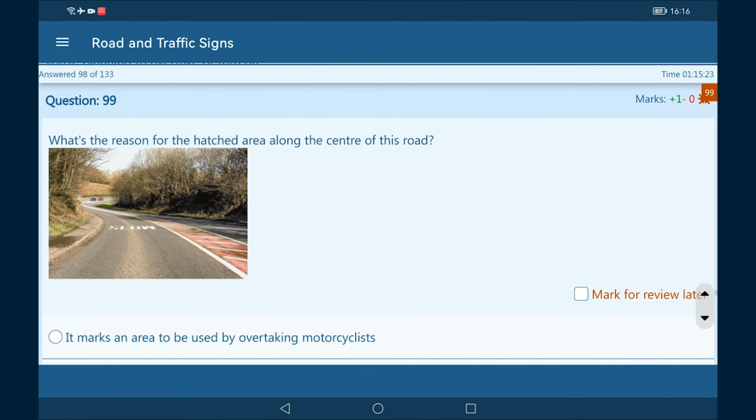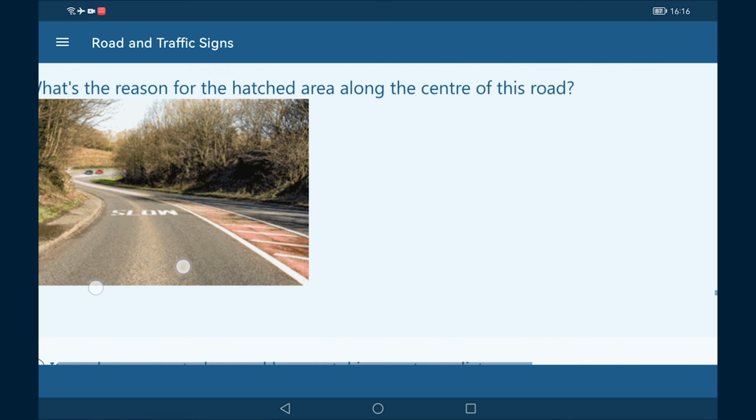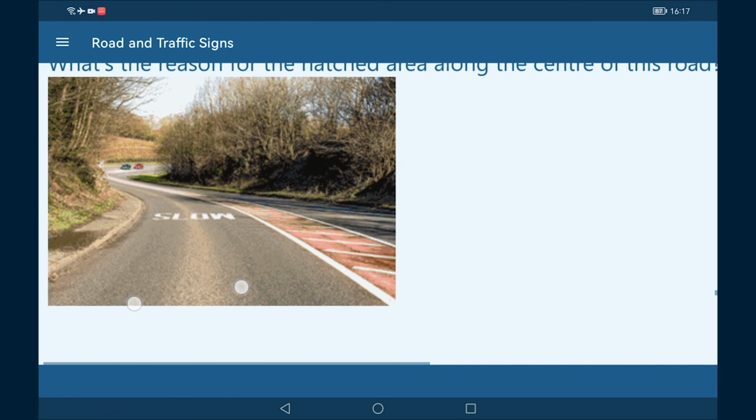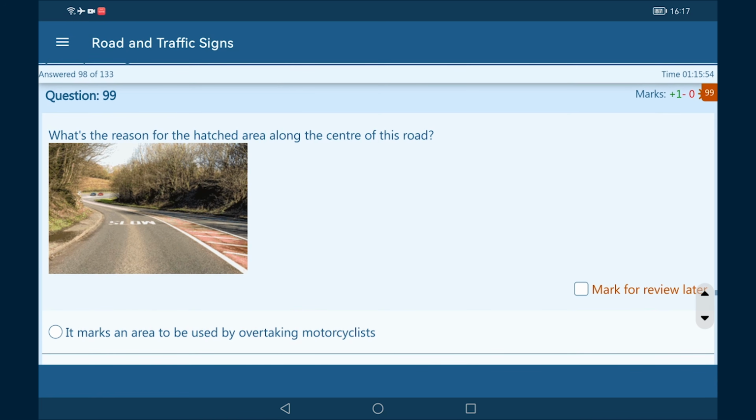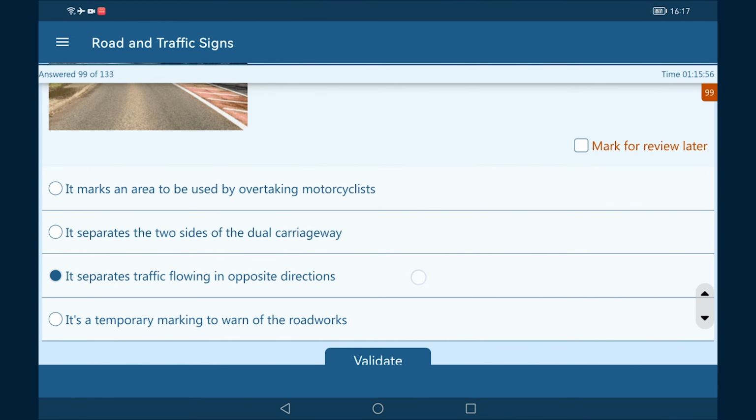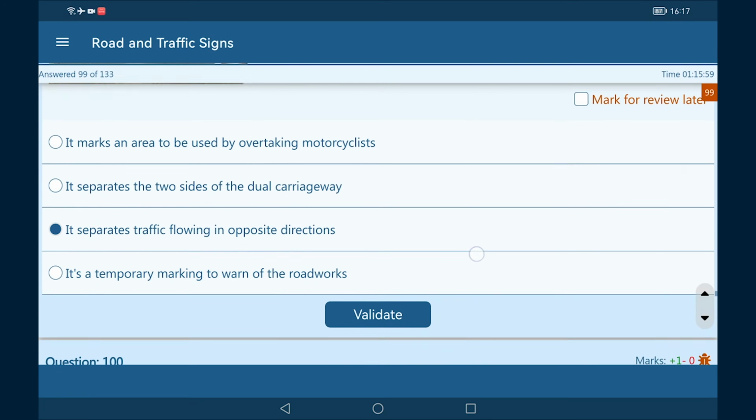Question 99. What's the reason for the hatched area along the center of this road? Option 1. It marks an area to be used by overtaking motorcyclists. Option 2. It separates the two sides of the dual carriageway. Option 3. It separates traffic flowing in opposite directions. Option 4. It's a temporary marking to warn of the roadworks. The correct answer is option 3, that is, it separates traffic flowing in opposite directions.